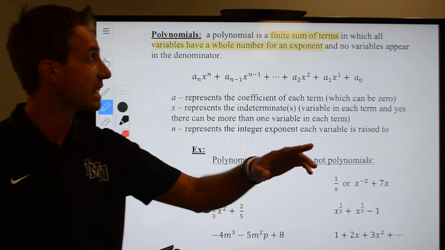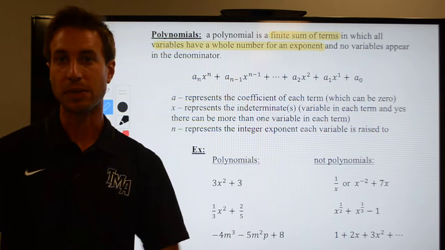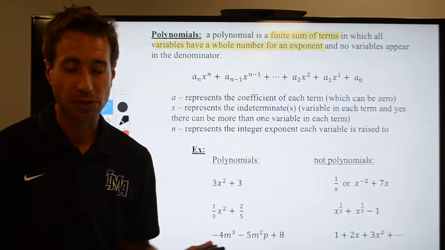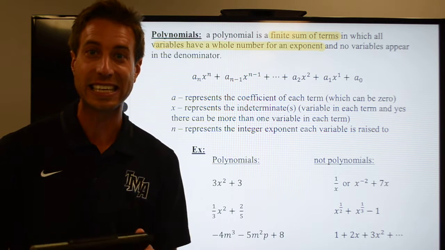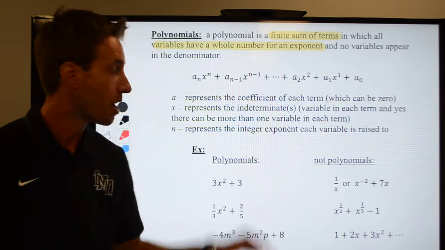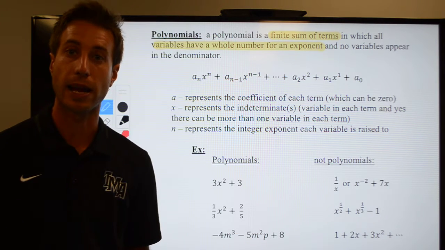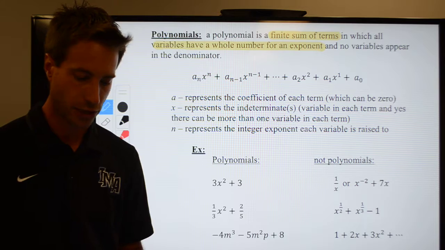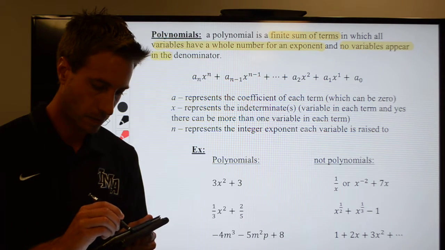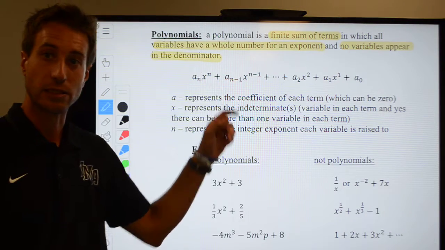the variables in the polynomials must have whole number exponents. What this means is you cannot have exponents that are fractions. Yes, believe it or not, later on in the year we are going to deal with fractional exponents, but not with polynomials. All right, polynomials must have whole number exponents, no fractions. And finally, no variables are allowed to appear in the denominator.